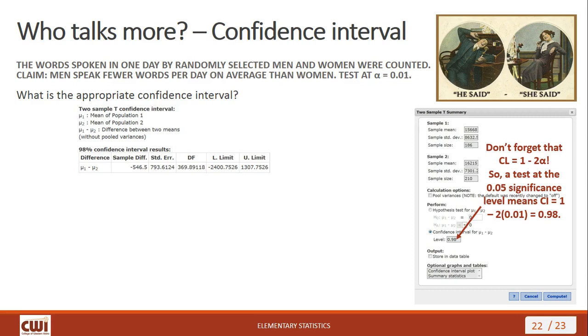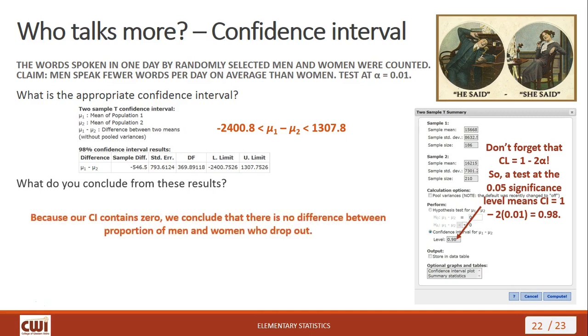In your results window, you then read the lower and upper limit straight off of the results window. So negative 2400.8 to 1307.8. This is our confidence interval. What do you conclude from these results? Well, to make a conclusion, you're going to have to look to see, is 0 inside or outside the confidence interval? Here, 0 is inside the confidence interval.